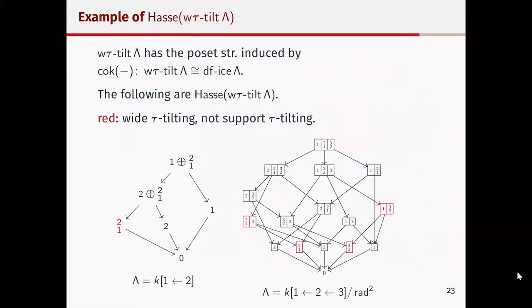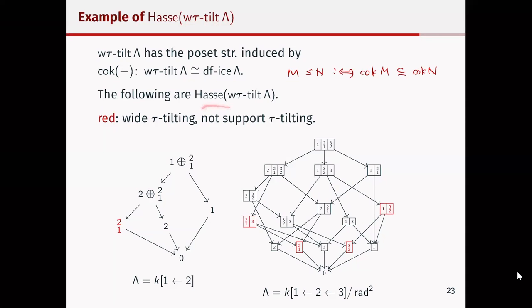And this is the example of a Hasse quiver of wide tau-tilting modules. The set of wide tau-tilting modules has the natural poset structure induced by this bijection. It means that two modules M is less than or equal to N if the ICE-closed subcategory of M is contained in the ICE-closed subcategory of N. This defines the poset structure of wide tau-tilting modules.